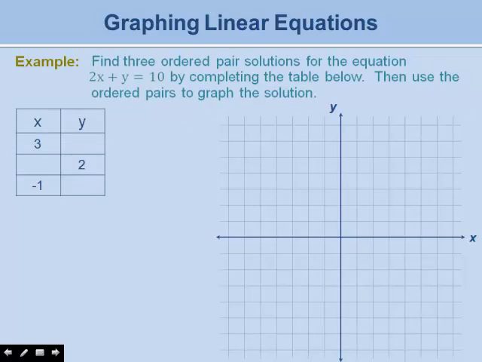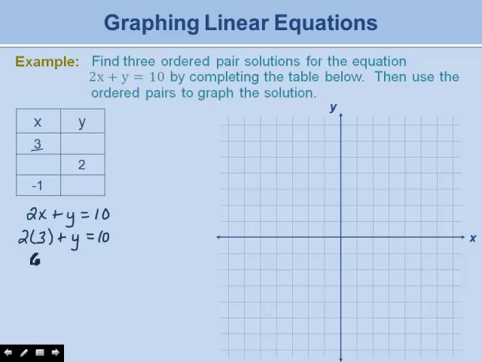Here's an example. We're going to find 3 ordered pair solutions for the equation 2x plus y equals 10 by completing the table that already has some values filled in. Then we'll use those ordered pairs to graph the solution of the linear equation. We're starting out with x is equal to 3, so we're going to take our equation, 2x plus y is equal to 10, and in place of the x, we're going to substitute 3.